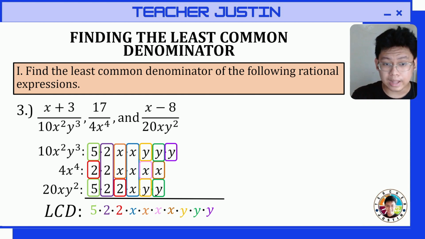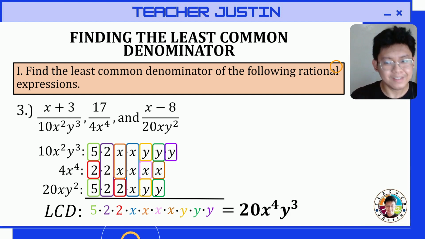That will be 20. Tapos we have apat na x. So that will be x raised to 4. And tatlong y, that will be y raised to 3. So our LCD will be 20x raised to 4, y raised to 3. And that's it. Ta-da! Alright.